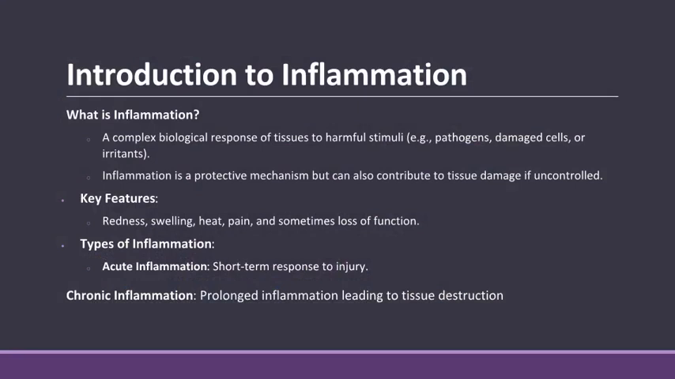Inflammation is the body's natural response to harmful stimuli such as pathogens, damaged cells, or irritants. It is protective but can become harmful if uncontrolled. Acute inflammation occurs rapidly to address injury or infection, while chronic inflammation is prolonged and may result in tissue damage. The hallmarks of inflammation are redness, swelling, heat, pain, and loss of function.